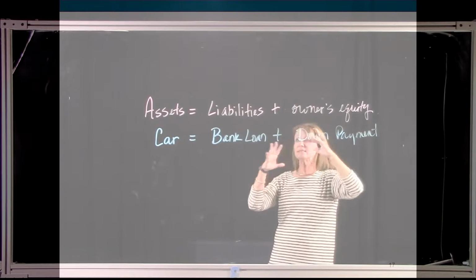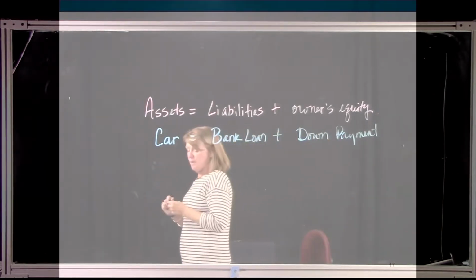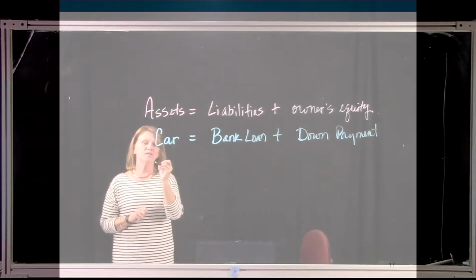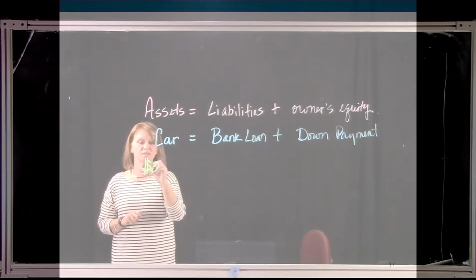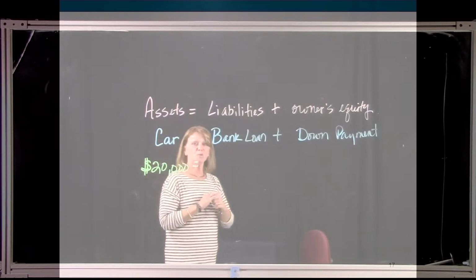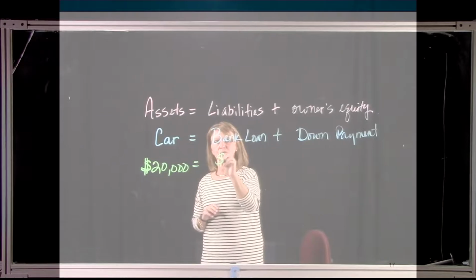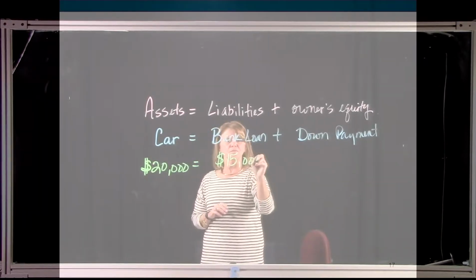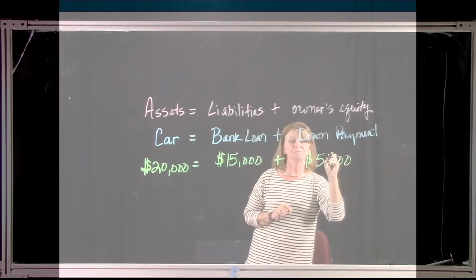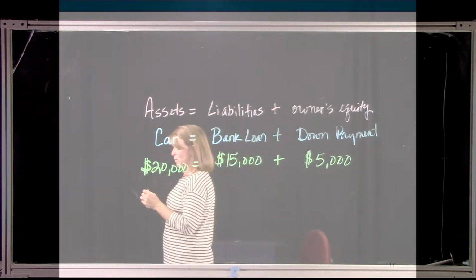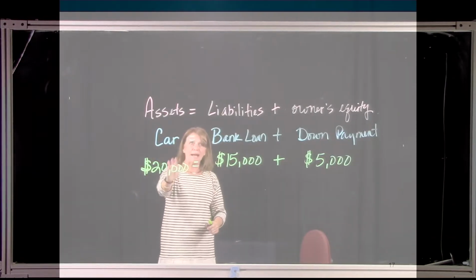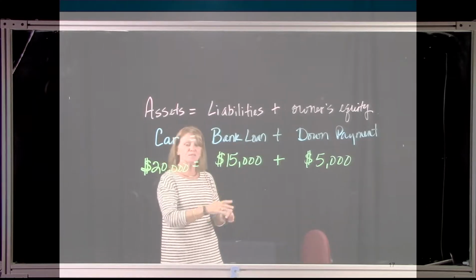This is the very simplest terms of the accounting equation, but sometimes it helps students understand exactly what it is. So let's say you purchased a car that cost $20,000 and the bank loaned you $15,000 and you made a $5,000 down payment. So your asset is $20,000. It equals your loan plus your down payment. So your assets equals liability plus owner's equity.